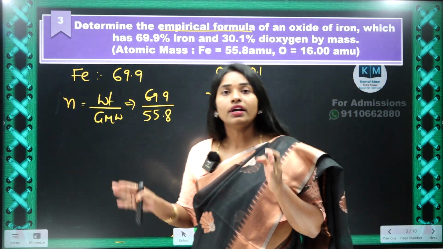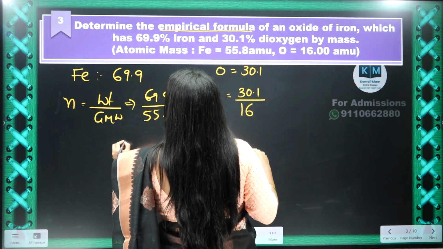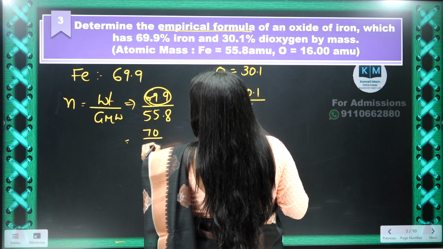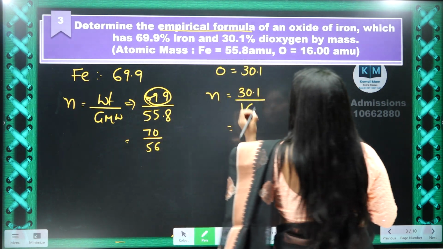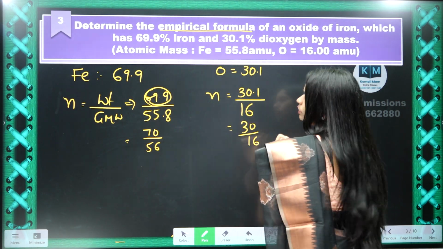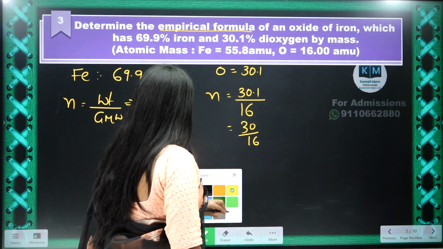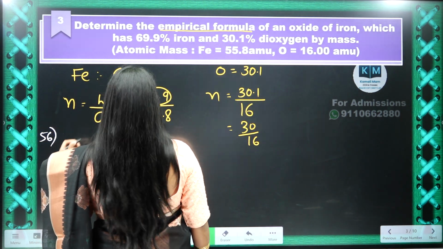First, you have to calculate the number of moles. Let's calculate the number of moles. Let's take it as 70, and this is 56. I'm rounding it off. This will be 30 divided by 16. Round it off. Do the division. Here I'm doing the division check. 56.